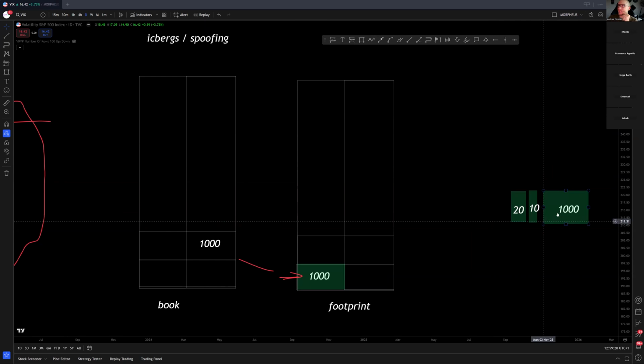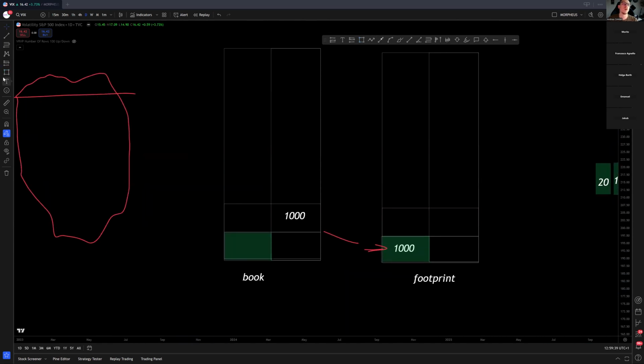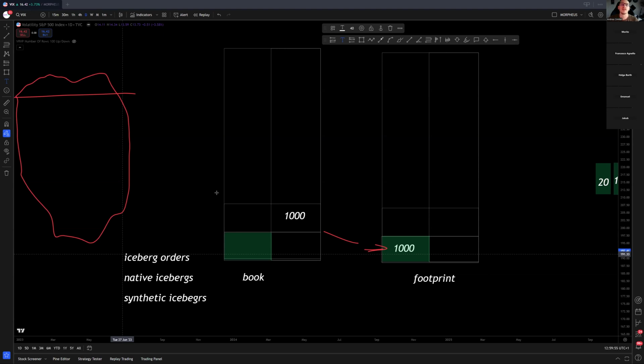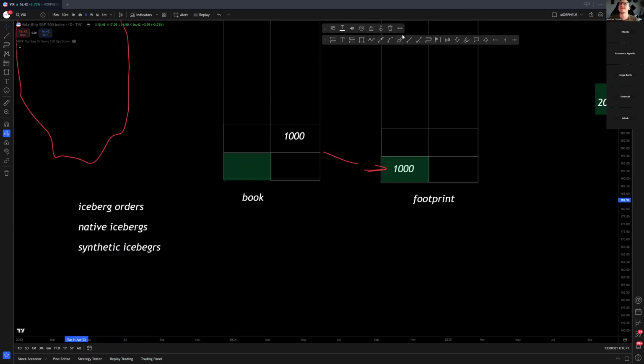So, how does it work in the iceberg side of things, this FIFO thing? There are two types of iceberg orders. We have native icebergs and synthetic icebergs, which is a very simple difference. Native icebergs are provided by the exchange.